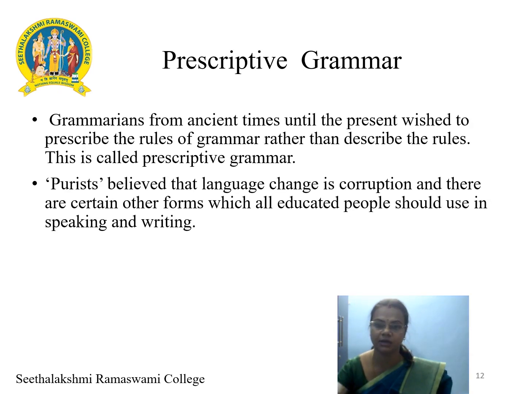Prescriptive grammar. Among grammarians from ancient times until the present, there have been purists who have believed that language change is corruption, and there are certain other forms which all educated people should use in speaking and writing. They wished to prescribe the rules of grammar rather than describe the rules. This is called prescriptive grammar.